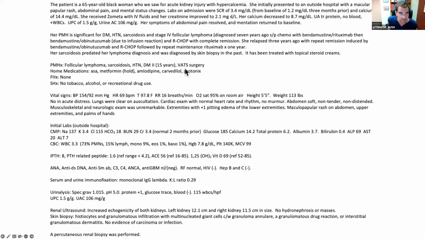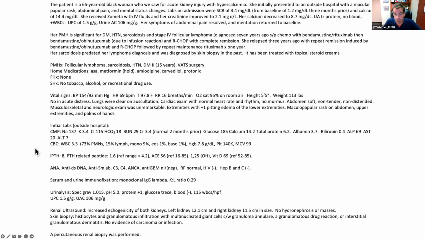So we have a 65-year-old Black woman who we initially saw for acute kidney injury with hypercalcemia. She initially presented to an outside hospital apart from Rush with complaints of abdominal pain, a maculopapular rash all over her chest, abdomen, and hands, and mental status changes. On admission there, she had a creatinine of 3.4, and a couple months ago it was 1.2, and her calcium was over 14. At that outside hospital, she had received Zometa and IV fluids, and her creatinine had improved down to 2.1. Her calcium had decreased down to 8.7.